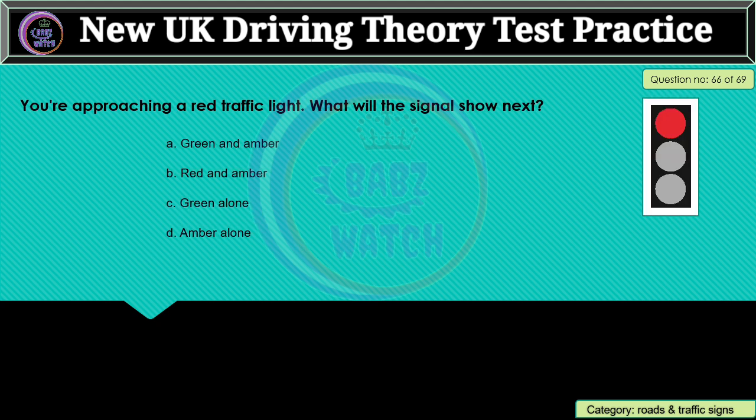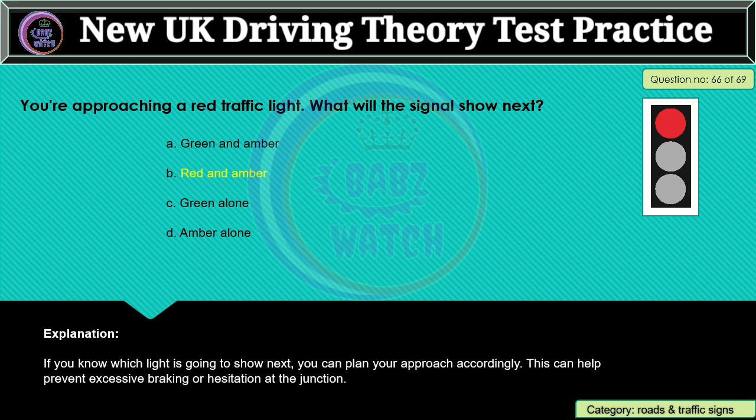Question 66 of 69. You're approaching a red traffic light. What will the signal show next? A. Green and amber. B. Red and amber. C. Green alone. D. Amber alone. The correct answer is B.